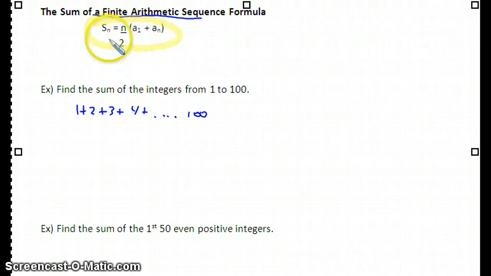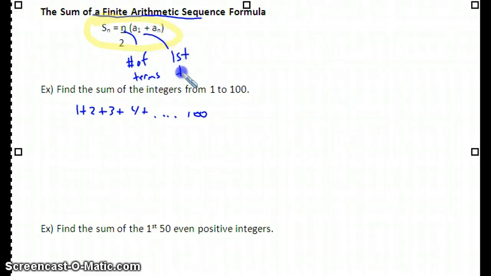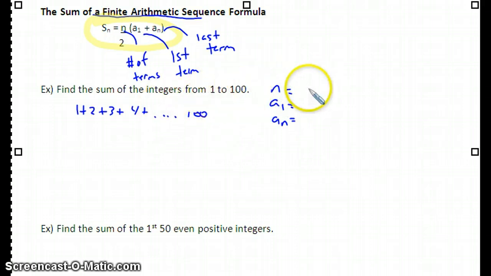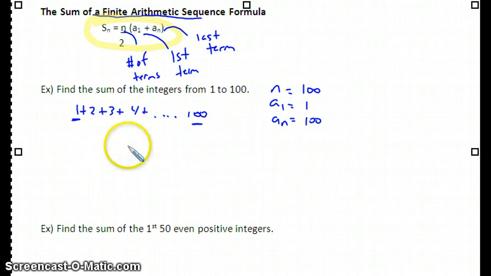Now the things that you need to know to be able to use the formula are n, the number of terms, a sub 1, the first term, and a sub n, the last term. So looking at this problem here, n is from 1 to 100, that's 100 numbers. The first number being 1, the last number being 100.